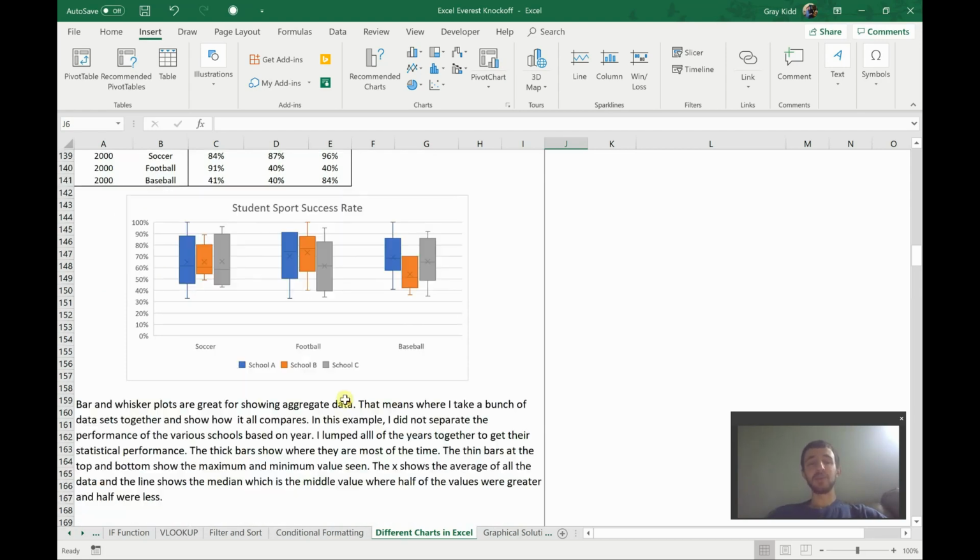Okay. So it's really good for showing aggregate data and getting some idea of what the usual performance is as well as the best and worst. Also, sometimes you'll see a little dot way off. That's an outlier. It says that it's just so far out there that you really shouldn't consider it.